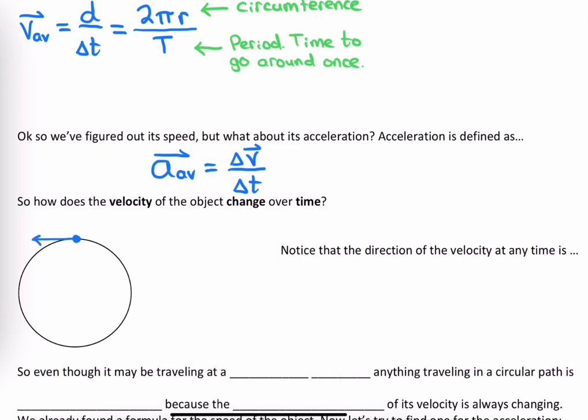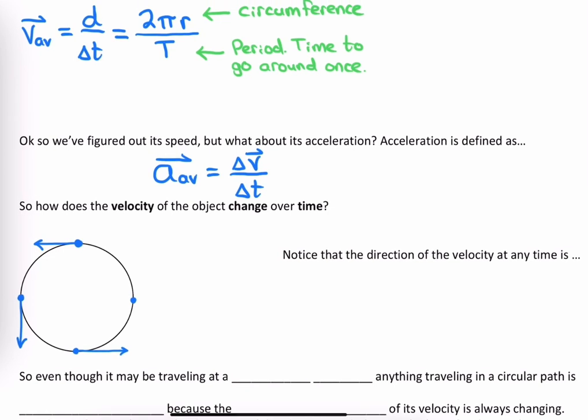A little while later, the object will be over here in this part of the circle, and at this point, the velocity is going to be going straight down. And a little while later, the object will be down here, at the bottom of the circle. I'm just drawing it at a few different points in the circle. And here, the velocity will be going straight to the right. And a little while later, the object will be over here on the right side of the circle, and the velocity will be going straight up. So that's the velocity, showing how it would change over time.